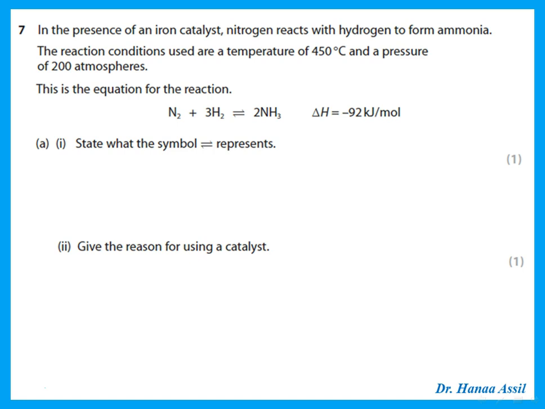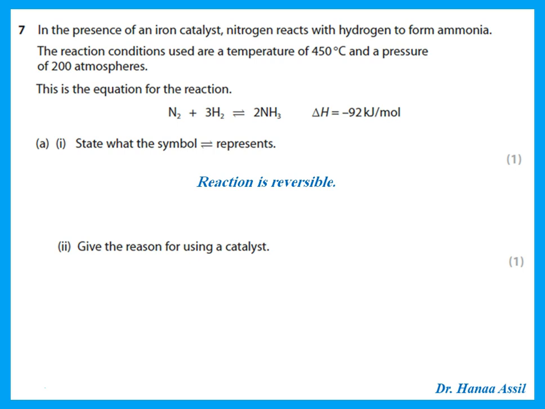In presence of an iron catalyst, nitrogen reacts with hydrogen to form ammonia. The reaction conditions used are temperature 450 degrees Celsius and pressure 200 atmospheres. And this is the equation for the reaction. First, he says, state what this symbol represents. Of course, you remember that this symbol represents that the reaction is reversible. Remember, when a reaction is reversible, this is the kind of arrow that you put.